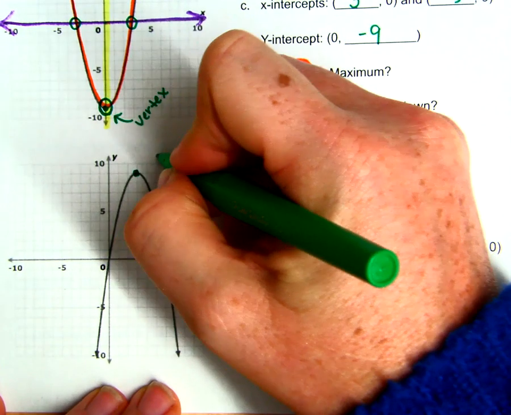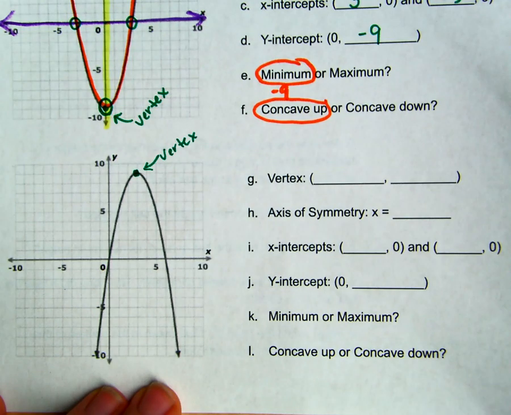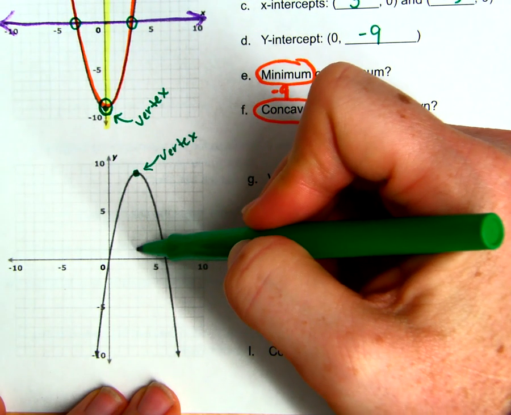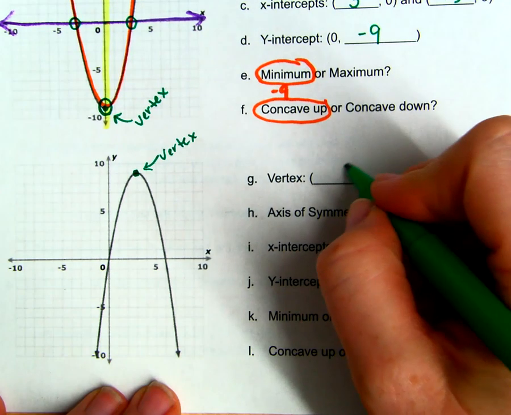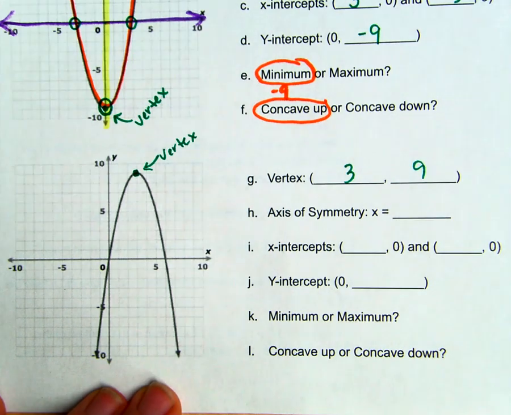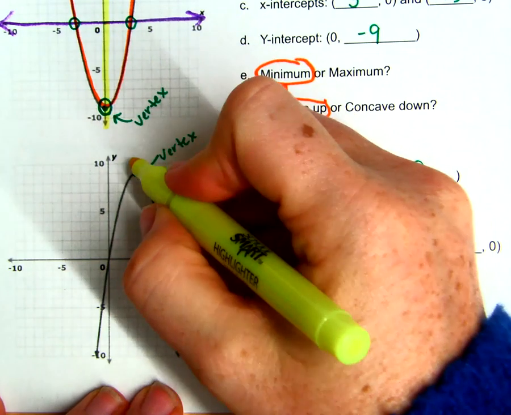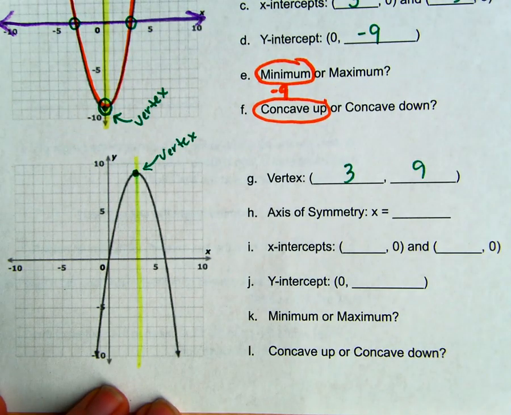So here's our vertex right here at the turning point. And so that's the point 3, comma 9. Axis of symmetry, again, I'm finding that line that cuts the parabola right in half. It's always going to go through the vertex, where all the points on the left are the same distance from the points on the right.